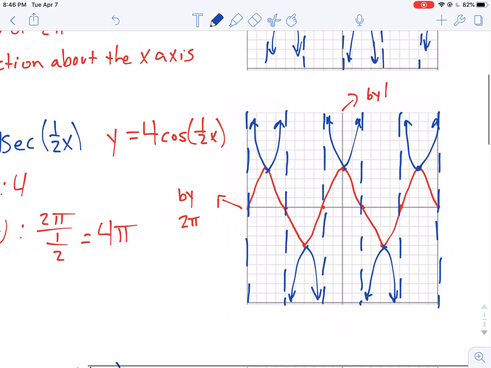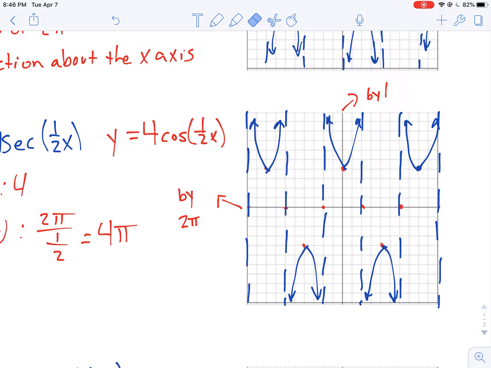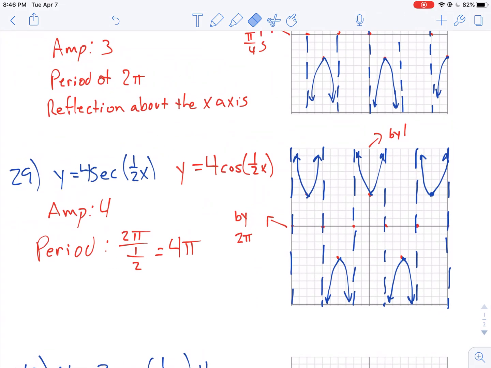Again, the hardest part about this is actually graphing that 4 times the cosine of 1/2 x. And you can see why it's so essential that you understand how to do that, and why I reviewed that in class on Monday or Tuesday. I wanted to make sure that we knew what we were doing there before we did this.